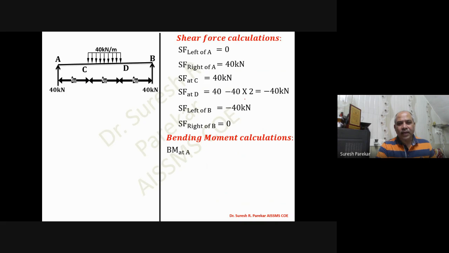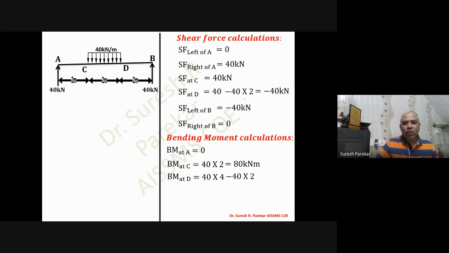Then for bending moment, at A it is 0 because it is a simple support at the end. Then we have BM at C, which is 40 into 2, that is 80 kilonewton meter. Then at D we have 40 into 4 minus 40 into 2, actually minus 40 into 2 into 1 you can take, and then we get 80 kilonewton meter. We are taking moments at D, and the total load acts at the center of this, which is 40 into 2, and the lever arm is 1 meter. Then the bending moment at B is 0.